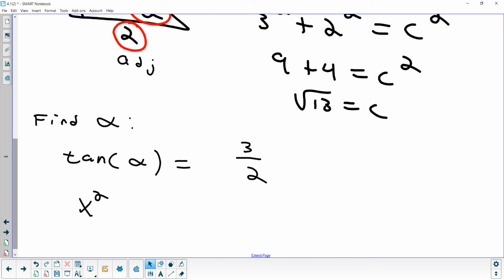Just like when we do Pythagorean Theorem. So look at this one right here. 13 equals c squared.